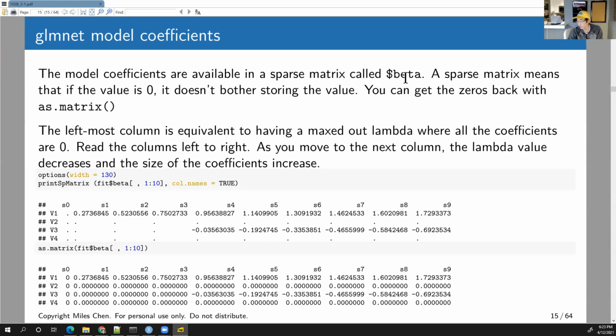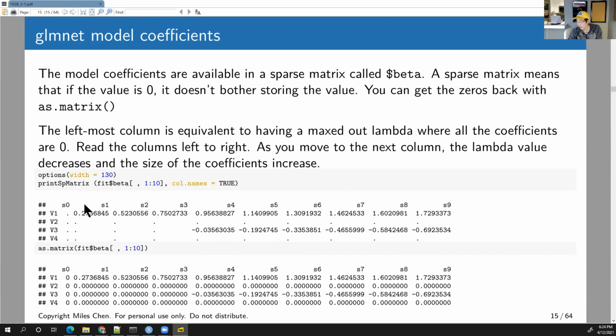so all of the coefficients are stored in this matrix called beta. Okay, it's technically a sparse matrix, meaning that if it's the value 0, it just gets filled in with dots. Whereas you can take the beta matrix and say as.matrix, and that's going to force all of these dots to get replaced with a 0. So these things are identical, and they get filled with 0.